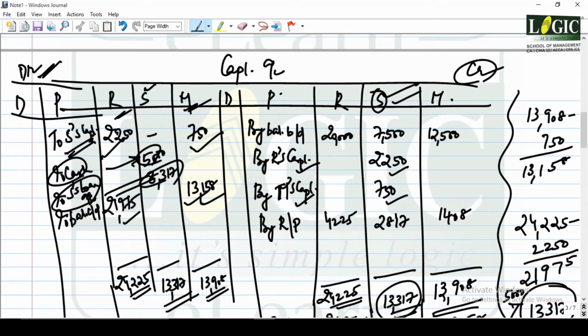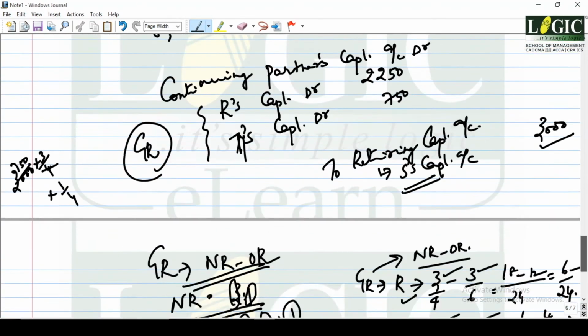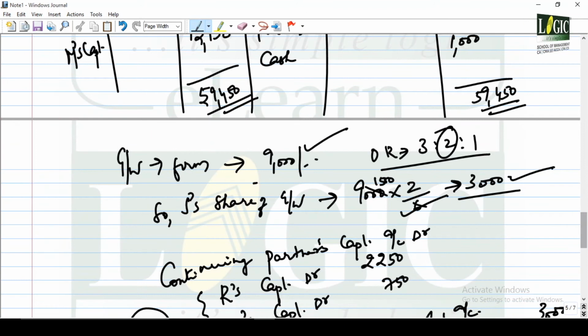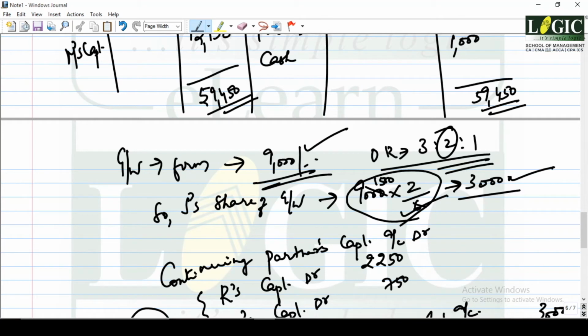Okay, now another point which is new is regarding goodwill treatment. Goodwill treatment, you will have to see it like this. Goodwill of the firm, only one method is there, luckily not 4 methods or 3 methods. So goodwill of the firm is 9,000. Old ratio is 3:2:1. Now his share of goodwill, from this you traced out, is 3,000.